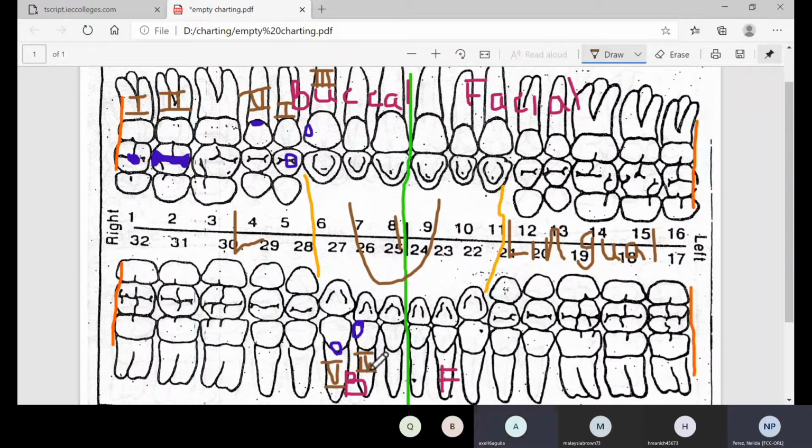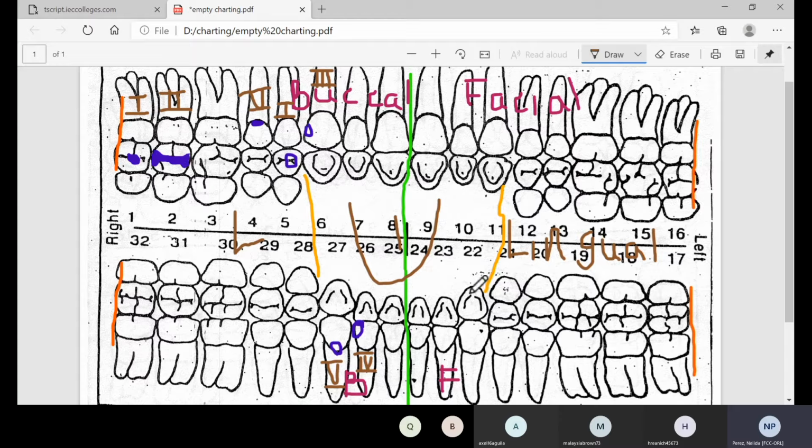Anytime the incisal, so again, 6 through 11, 22 through 27 are anterior teeth. Anterior teeth only have surfaces that are called incisal. If you run your tongue along the edges of your front teeth, those are called the incisals. Where you chew on the back portion, those are called your occlusals. So the front only has the incisals. The posteriors from 1 through 5, 28 through 32 have occlusals. 12 through 16, 17 through 21 also have occlusals.